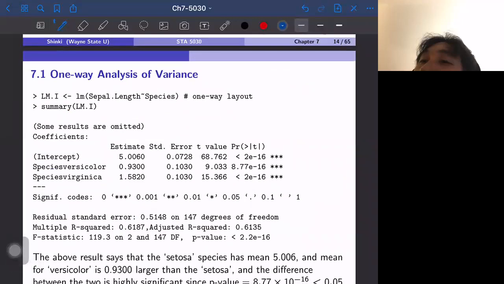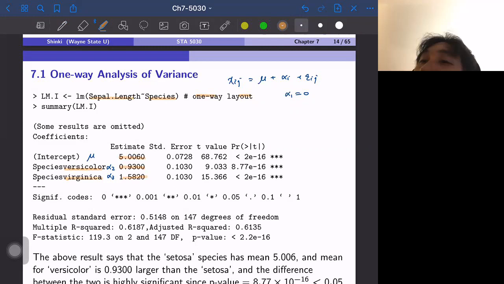Okay, so now we fit the sepal lengths on species. This is the one-way layout, and the result is here. So intercept, this is basically the model: x_ij is equal to mu plus alpha_i plus epsilon_ij, and alpha_1 is equal to 0. So this is the model we fit. The intercept is mu. And this one is alpha_2, and this one is alpha_3. You can see that the Setosa was the first group, so only the variables for Versicolor and Virginica appear.